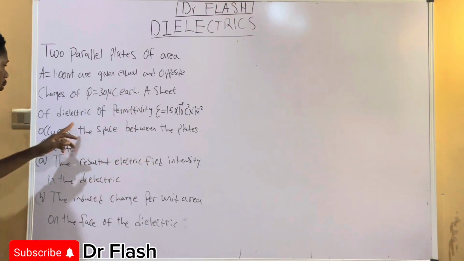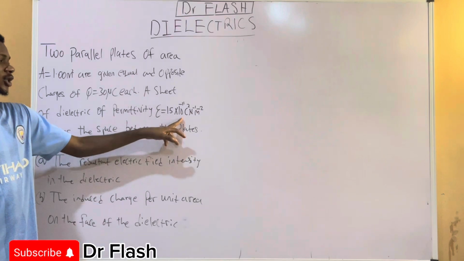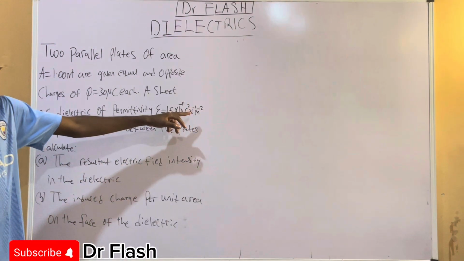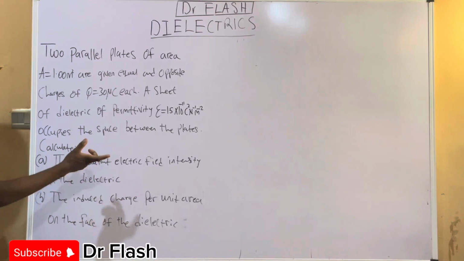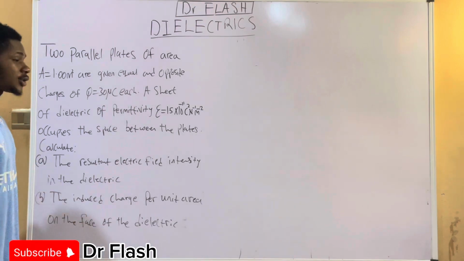Now a sheet of dielectric of permittivity having a value of 1.5 times 10 to the power of minus 11 coulomb squared per Newton per meter squared occupies the space between the plates. Calculate the resultant electric field intensity in the dielectric, as well as the induced charge per unit area on the face of the dielectric.